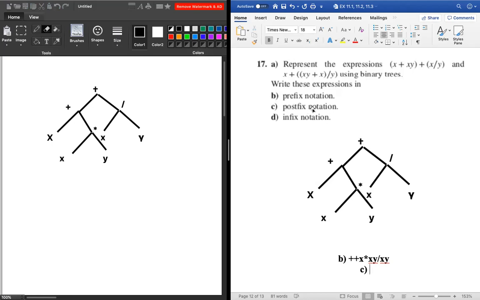Now we have to do the postfix traversal. So postfix, basically you have to visit the left child, the right child, and then the root. So left child will be this x, and then this x here, and then I will visit the right child y, and then I will visit the root multiply, and then this root plus. And then this x, y, division, plus.